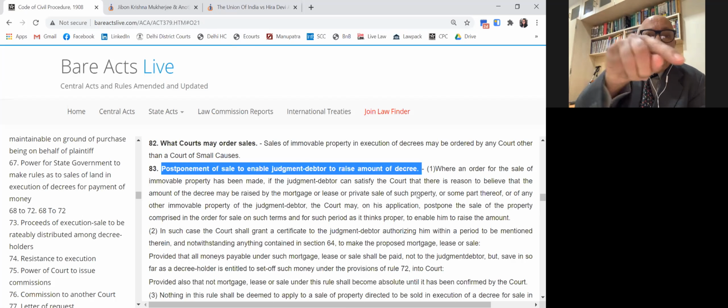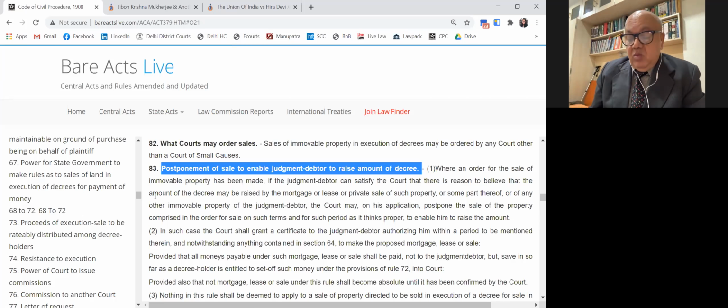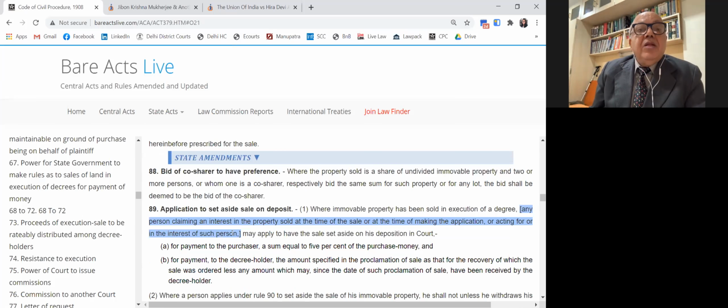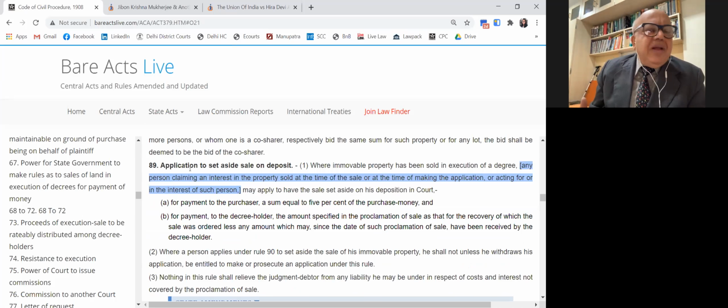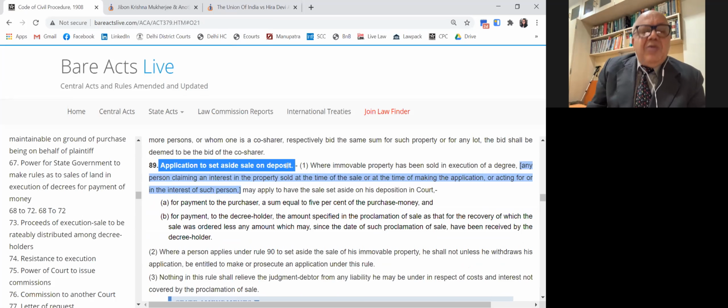Then application to set aside sale is Order 21, Rule 89. The judgment debtor may come say that I have brought money, I want to deposit now. Your lordship may kindly set aside the sale. He takes out a chamber summons in the High Court or interim application now. Under Order 21, Rule 89, he can tell the court. Or under 90, sale can be set aside on the ground of irregularity or fraud.